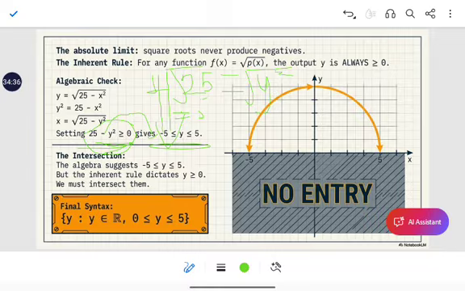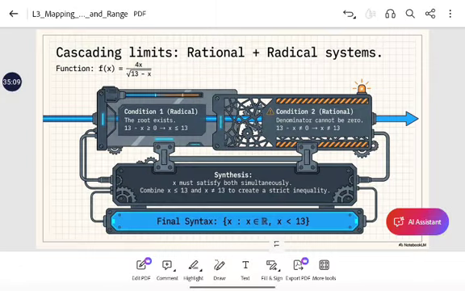So that is our expression of the domain. We are saying that every real number will make the function defined except when that number is greater than -5 and is greater than or equal to -5 and less or equal to 5. Okay.